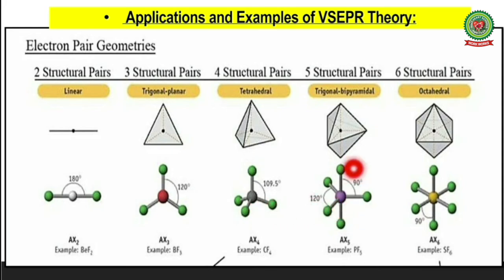Then if you have trigonal bipyramidal geometry, you can see the geometry. Now there are two types of angles present here. One is 90 degrees, between the axial and the equatorial ones. And between the equatorial ones, the angle is 120 degrees. So they are 120 degrees apart from each other. The example of such a molecule is PF5. We can also say PCl5 and so on. Then if you have 6 bond pairs, it's octahedral geometry and the angle is 90 degrees. The example of such a molecule is SF6.